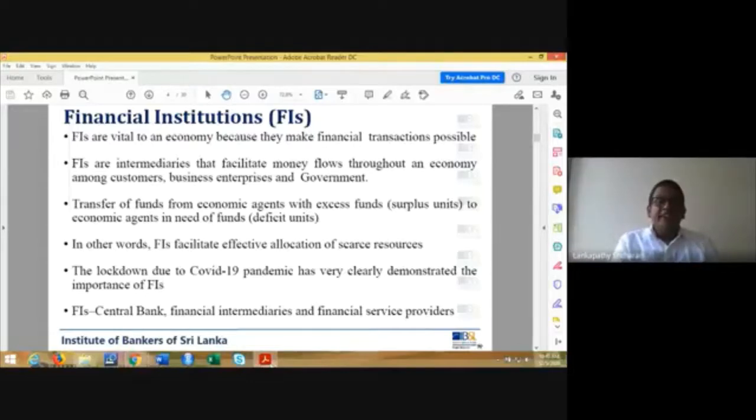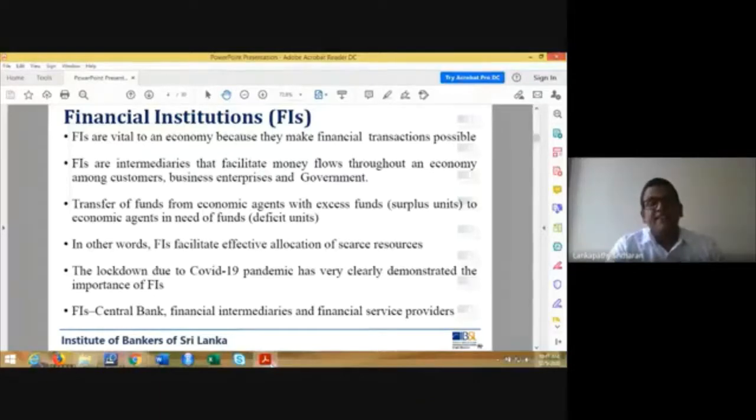So these financial institutions should allocate the funds, or they are just sharing the funds in an effective manner. On the importance of the financial system, we all would have felt it during this COVID-19 pandemic, when we wanted to do transactions, physical transactions were very risky, and sometimes not possible. So at that time, we made transactions online and through mobile phones.